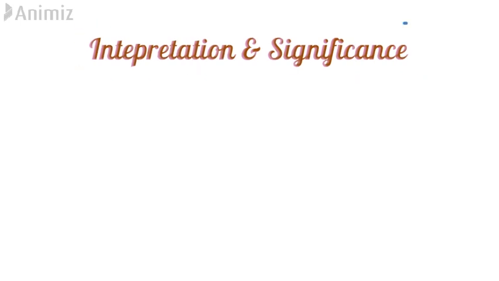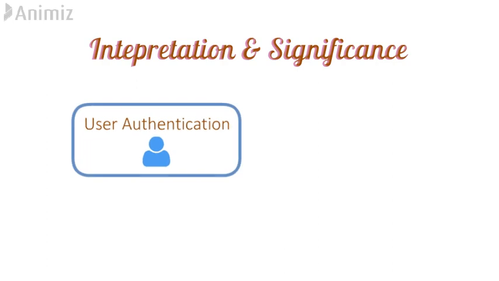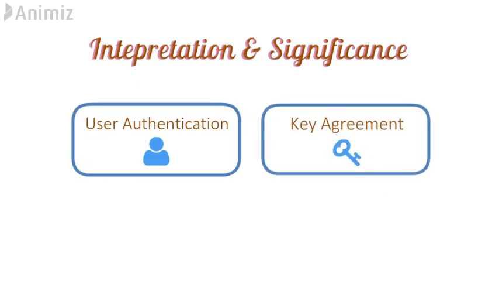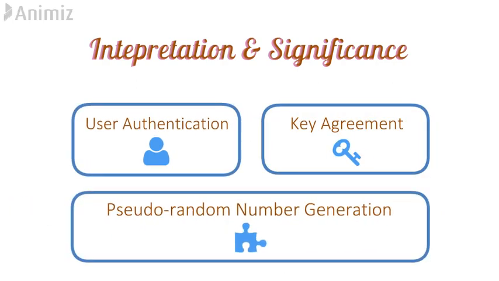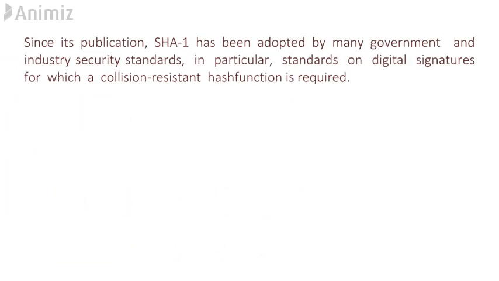SHA-1 has been deployed as an important component in various cryptographic schemes and protocols such as user authentication, key agreement, and pseudo-random number generation. Since its publication, SHA-1 has been adopted by many government and industry security standards, in particular standards on digital signatures for which a collision-resistant hash function is required.